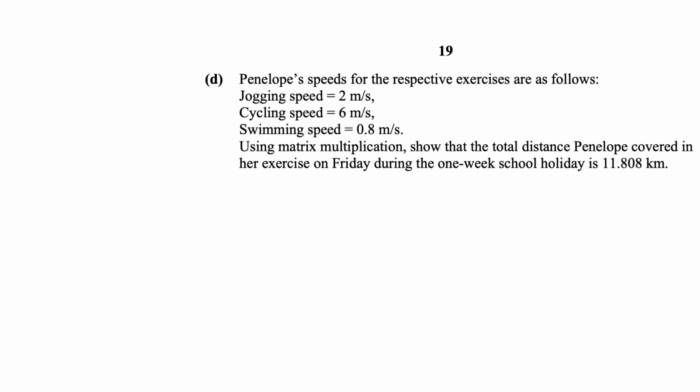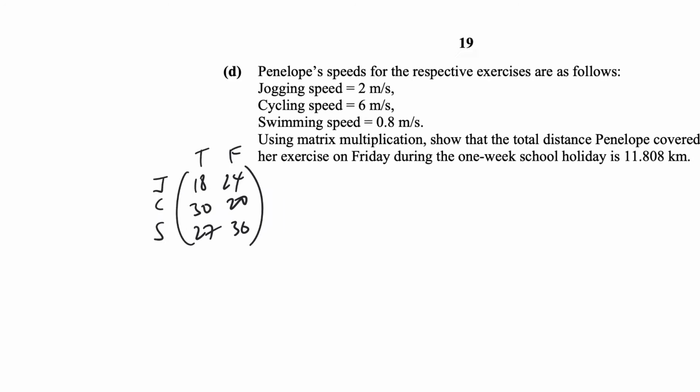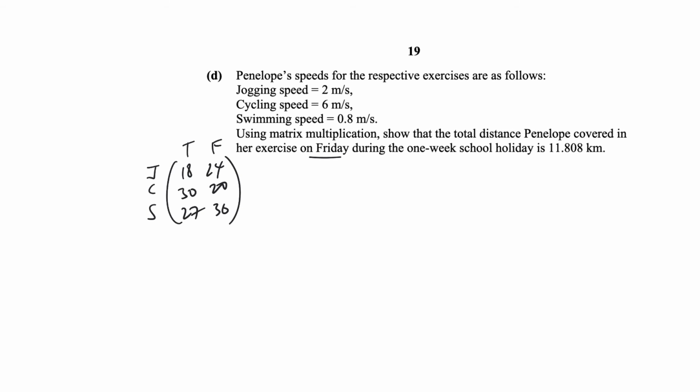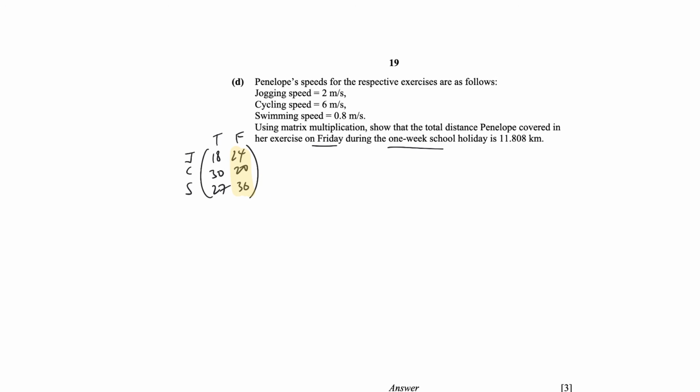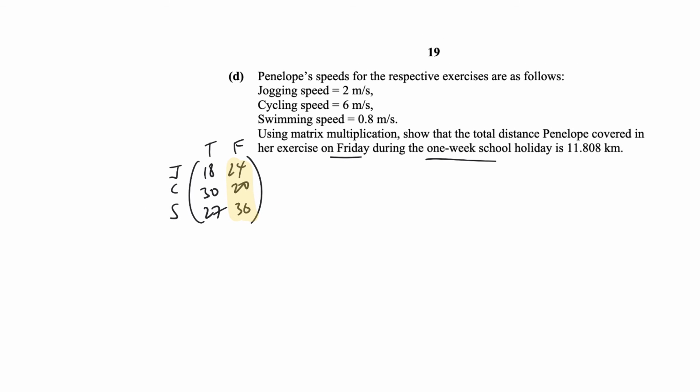So actually, if you look at the previous part, for the 1 week school holidays, this was Tuesday and Friday, jogging, cycling, swimming, and this was the matrix. And they want you to only look at Friday for this 1 week school holidays. So we're only looking at these three numbers, and they want you to find the total distance that she covered when she jogged, cycled, swam.